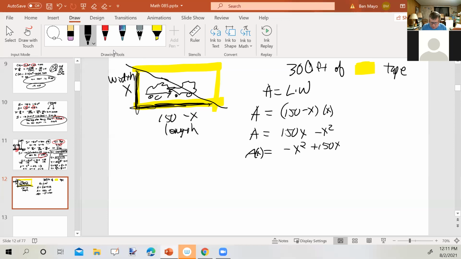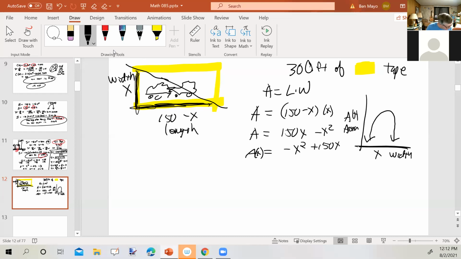Multiplied the length times the width to get the area. So the area A of X equals negative X squared plus 150X. All right, now, this is a second degree equation with a leading coefficient that's negative. So we're going to have this parabola that opens downwards. This axis, X, represents the width. This axis, A of X, represents the area.